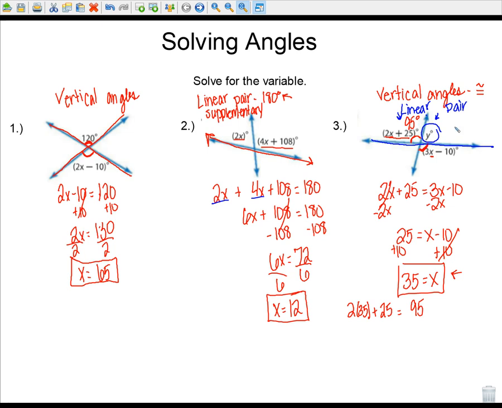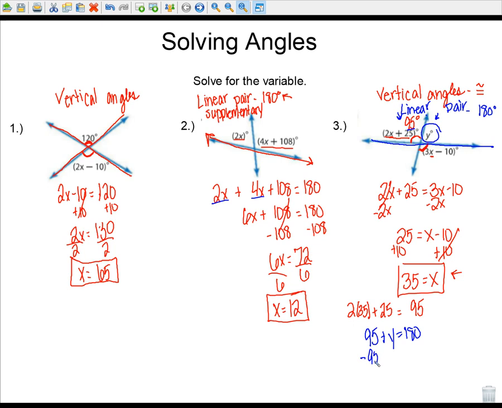And now, since we have a linear pair between 95 degrees and y, we know that those are going to add up to 180 degrees. So these are a linear pair, or you could say these are supplementary angles. So we're going to say 95 plus angle y is equal to 180. That's how we set this up. We take both of our angles and say, if we add these together, we should get 180. That's how we write the equation.